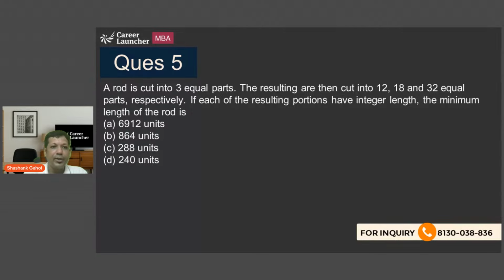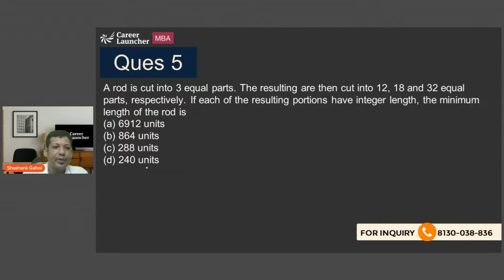Now, the next one: a rod is cut into 3 equal parts. The resulting parts are then cut into 12, 18, 32 equal parts. Then each of the resulting portions has integer length. Then the minimum length of the rod is what?